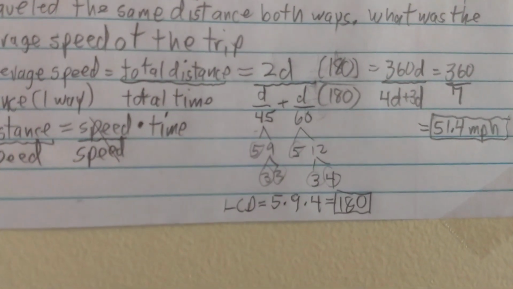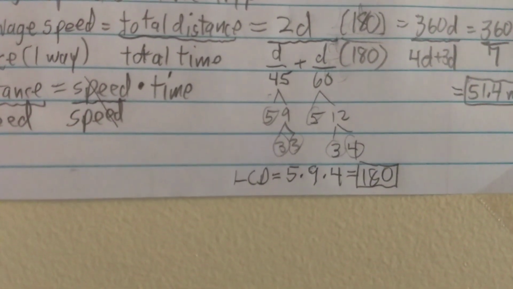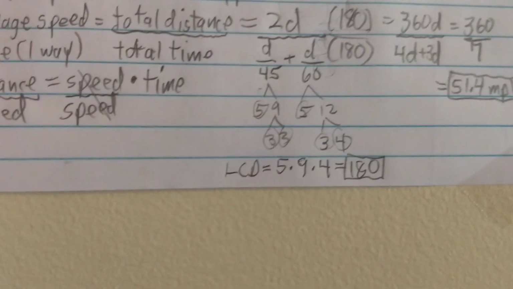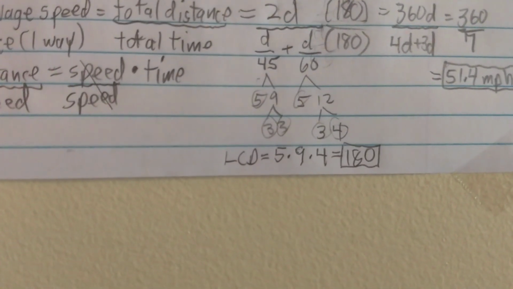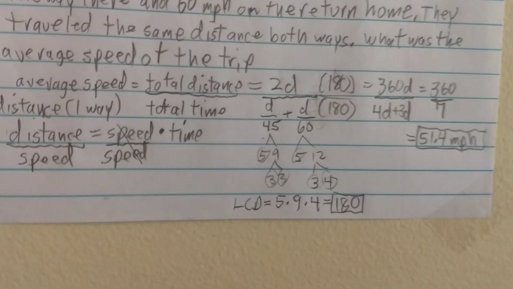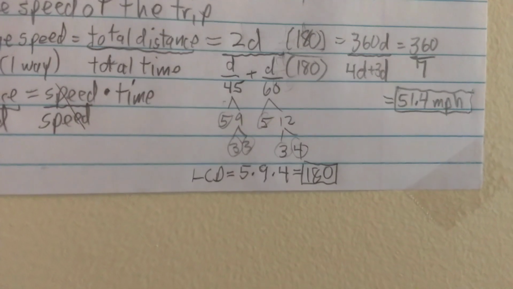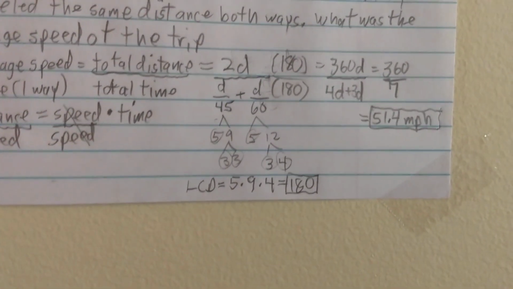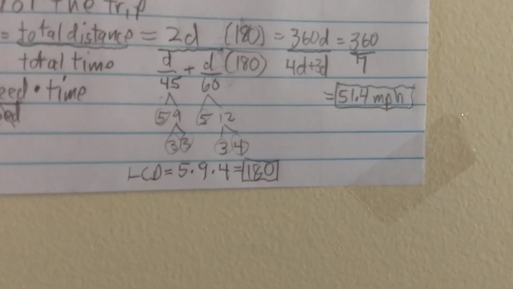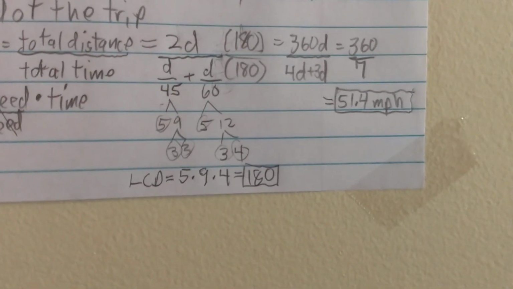the 60 miles per hour back. Now notice the prime factoring of 45 is 5 times 9, and the prime factoring of 60 is 5 times 12. So our common denominator is 5 times 9 times 4, and that gives us 180. So we multiply top and bottom by 180. That gives us on top 360d, and 180 over 45 is 4d, and 180 over 60 is 3d. So we end up with 360 over 7, or 51.4 miles per hour on the average for the total trip.